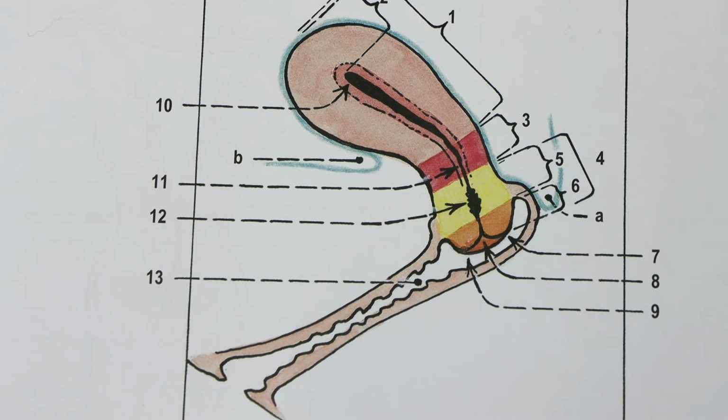Then the second layer, the middle layer, is the myometrium. The myometrium of the uterus is the strongest layer of the uterus, approximately 1 to 1.5 centimeters. It's the strongest muscular layer you can find in the body, and the weakest part is in the cervix of the uterus.